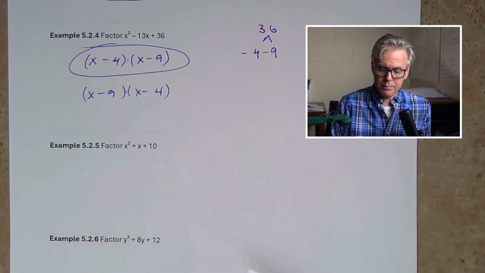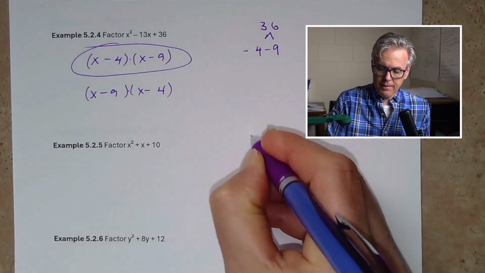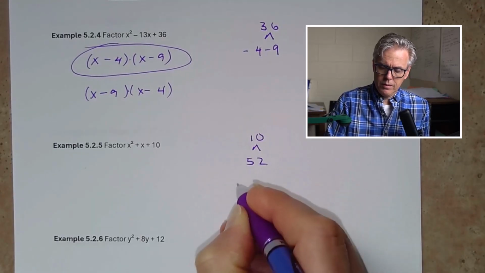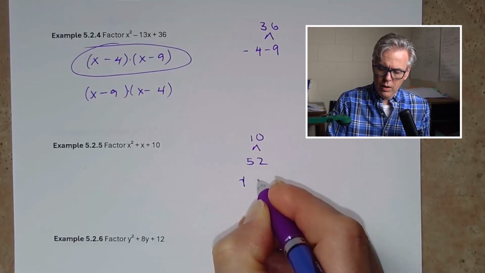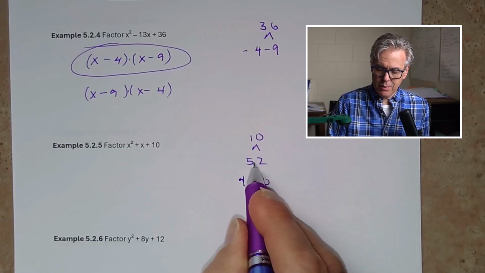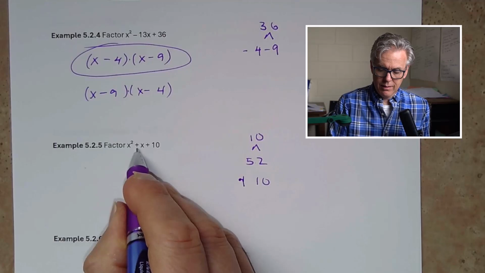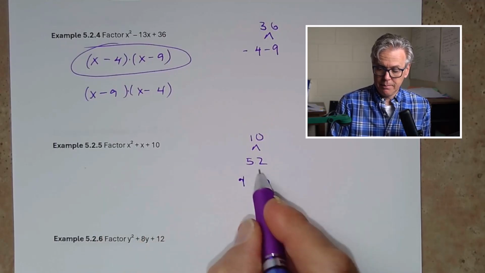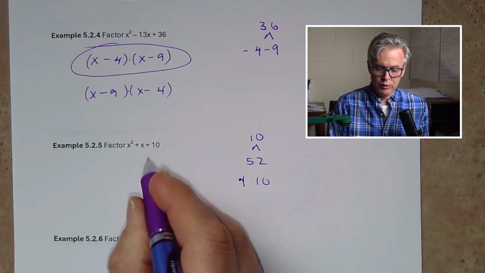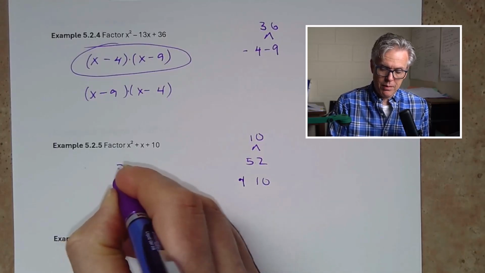X squared plus x plus 10. Again, factors of 10. I've got 5 and 2, or 1 and 10. Can I combine these in a way, adding, subtracting? I know they actually have to both be added because everything's plus. So 5 plus 2 is 7. 1 plus 10 is 7. So what do we know about this one? This one is prime.